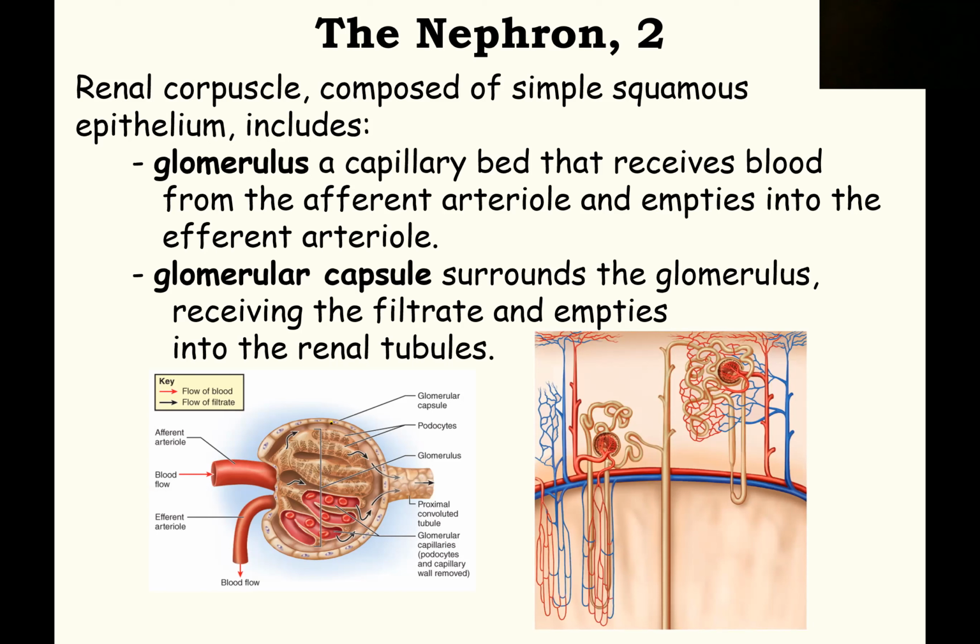The glomerular capsule. Here it's opened up so you can see inside. The glomerular capsule completely envelops the glomerulus, except for where the two arterioles come together. It receives the filtrate from the glomerulus, and then it empties into the renal tubules, which would be here. So, glomerular capsule surrounds the glomerulus. And here it's showing them open. There are some models where it looks like it's closed.